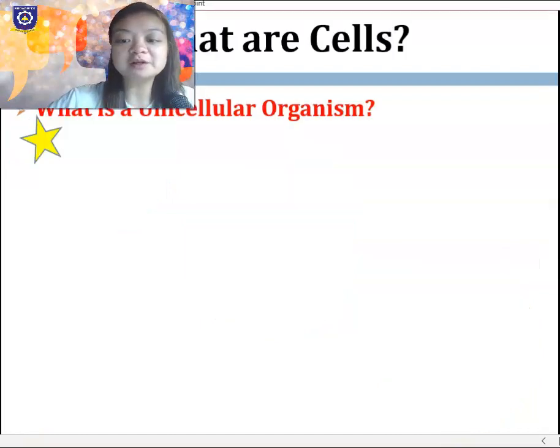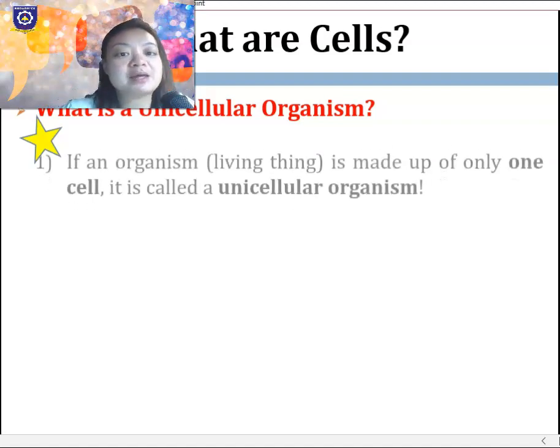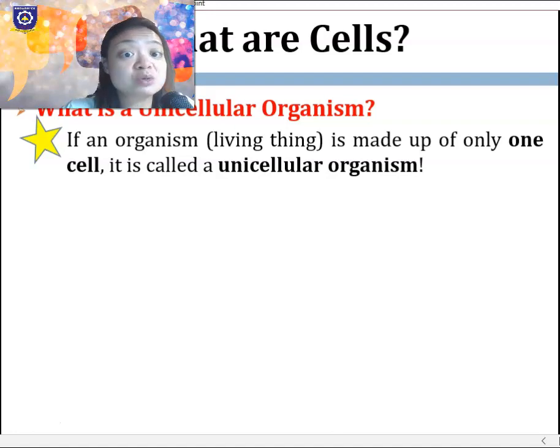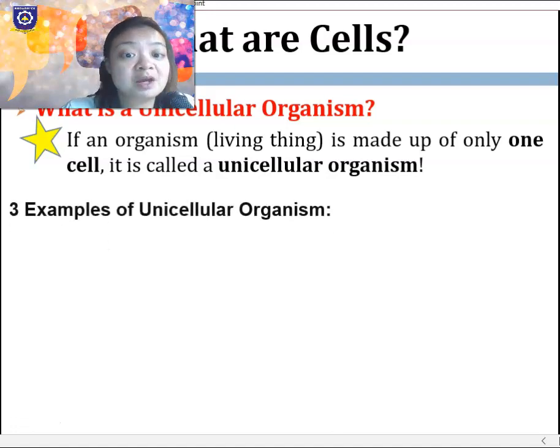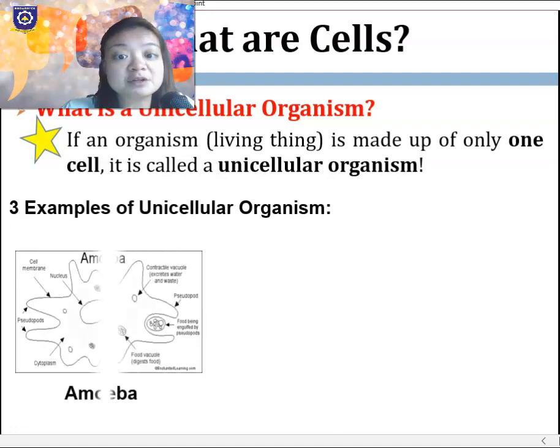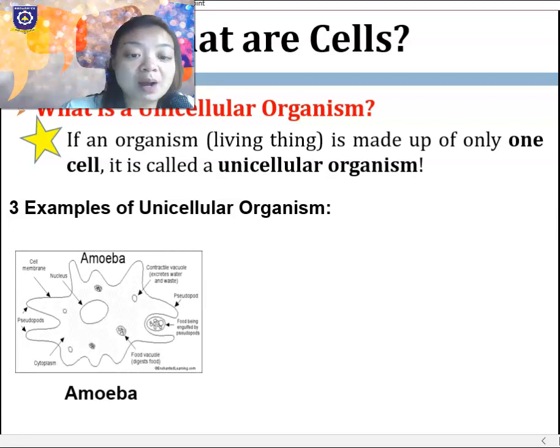Okay, so let's move on. So what is a unicellular organism? A unicellular organism is basically an organism that is only made up of one cell. Okay, now there are three main examples of unicellular organisms. Number one is known as an amoeba.